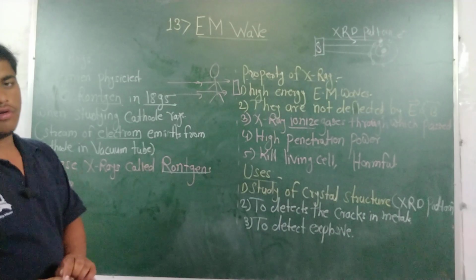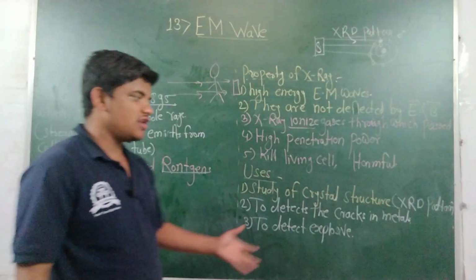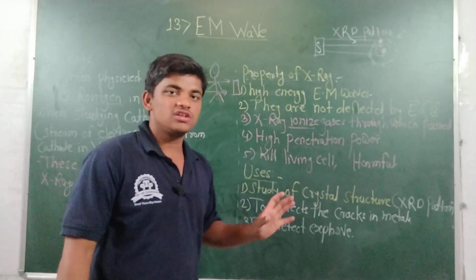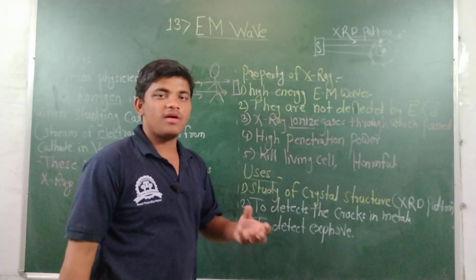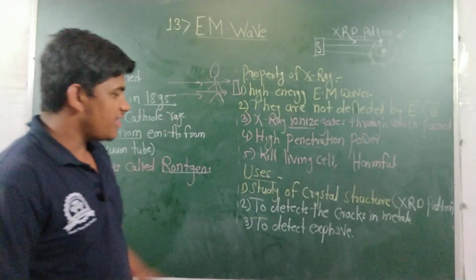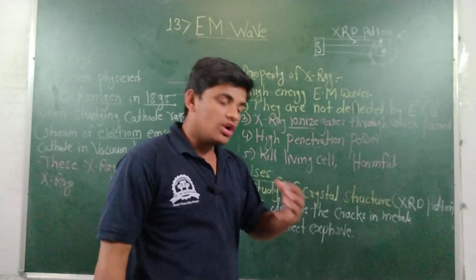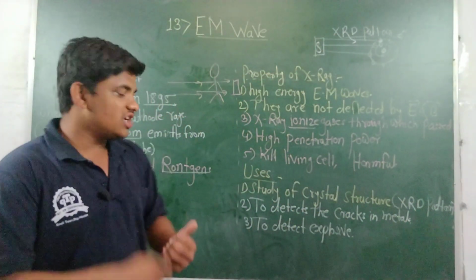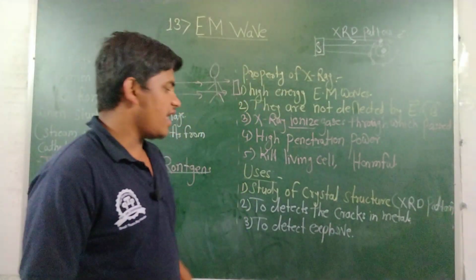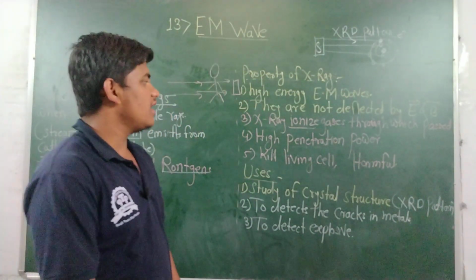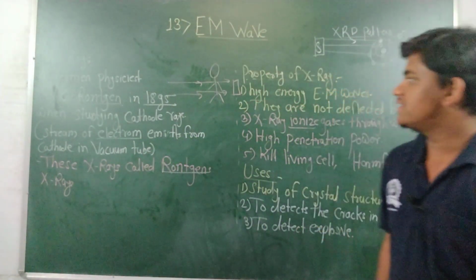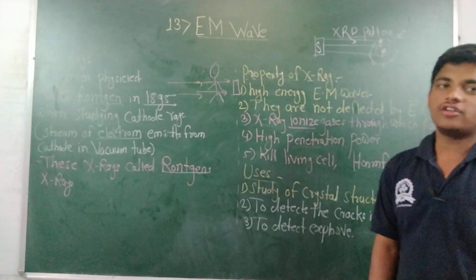Then we discussed the 4 uses. The first one is the study of crystal structure, by the XRD method or XRD pattern. They are also used to detect cracks in a metal, to detect fractures in bones, and the last use is to detect explosives. These are the uses of X-rays, that is electromagnetic waves.